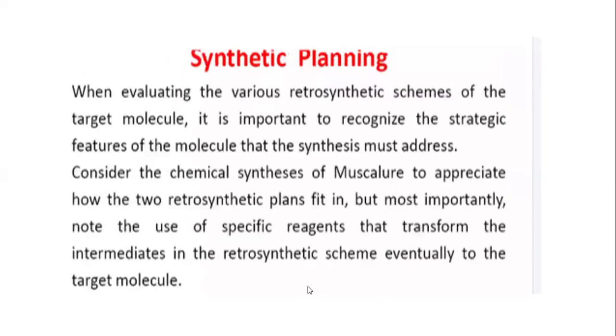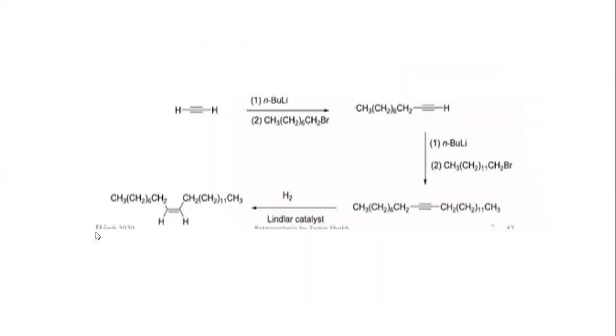Synthetic planning: when evaluating the various retrosynthetic schemes of the target molecule, it is important to recognize the strategic features of the molecule that the synthesis must address. Consider the chemical synthesis of muscalure to appreciate how the two retrosynthetic plans fit in, but most importantly note the specific reagents that transform the intermediates in the retrosynthetic scheme eventually to the target molecule. Acetylene.